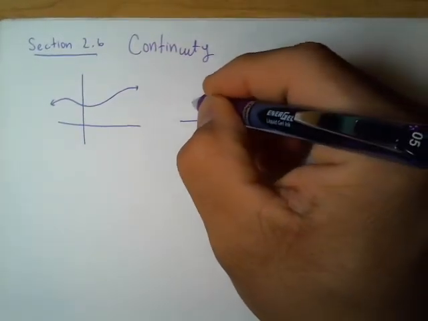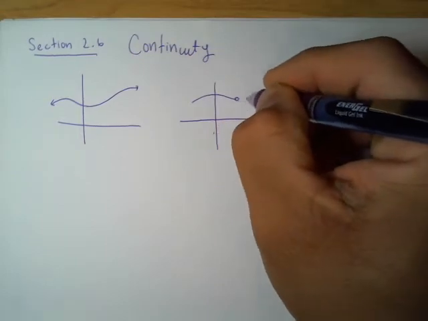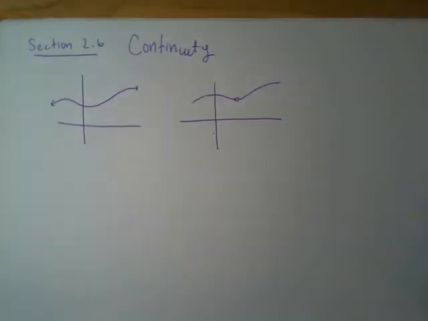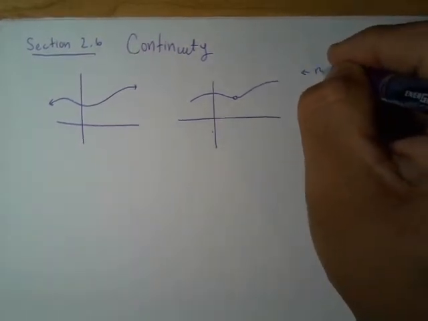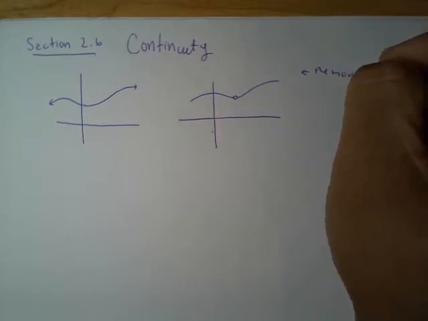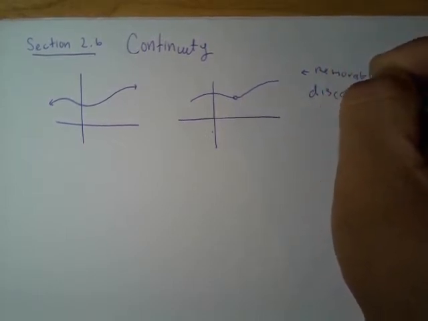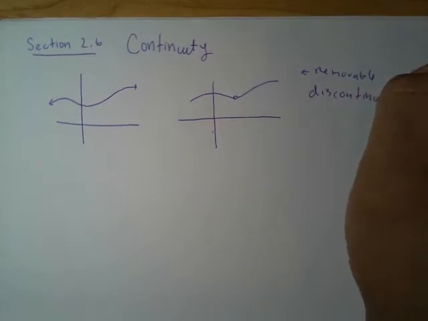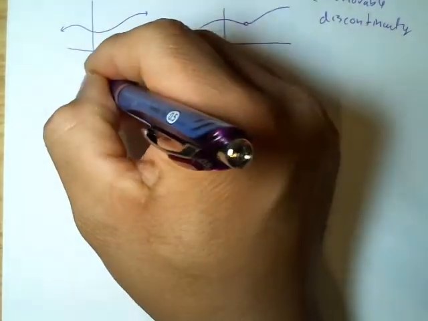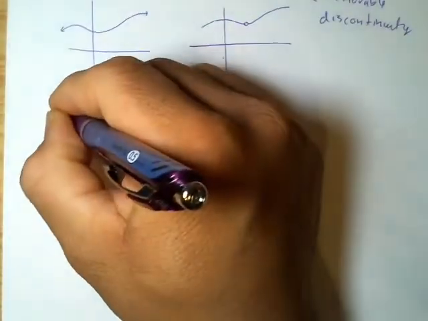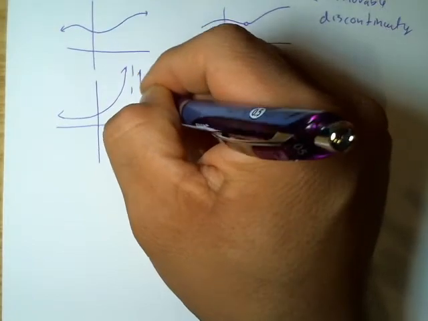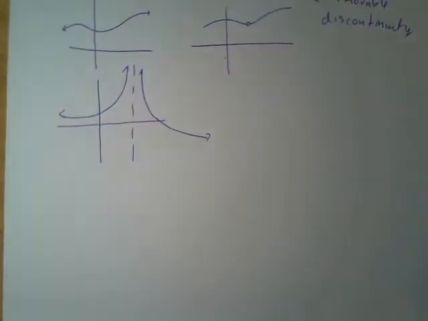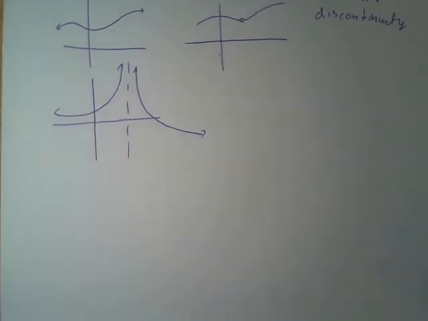Now that can occur in different ways, right? Maybe there is a hole in the graph, and this is what's called a removable discontinuity. Or maybe it had an asymptote where the graph looked something like this. In both of these cases, we said that it was discontinuous at that point.